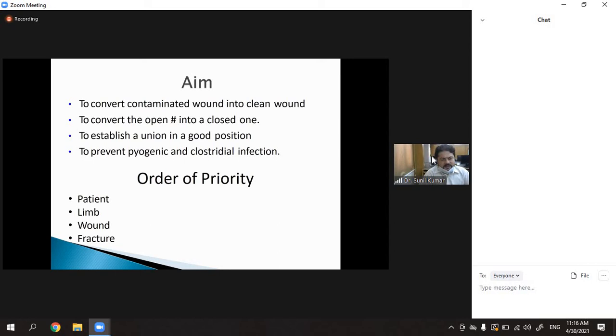First of all, we have to look at the patient after resuscitation, the ABC protocol. So the patient's life is important. Then the patient's limb. After the ABC protocol, if all is okay, then the limb is the priority. Then the wound, we have to manage the wound, and then the fracture.